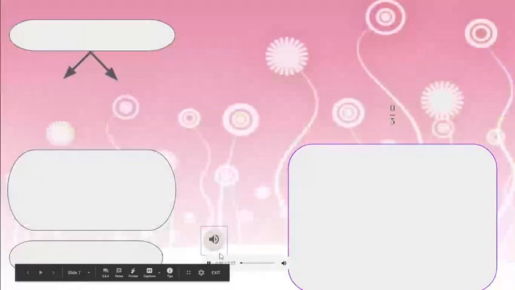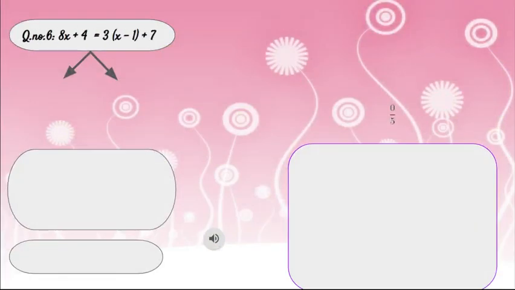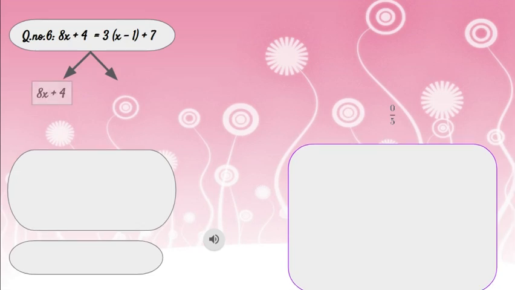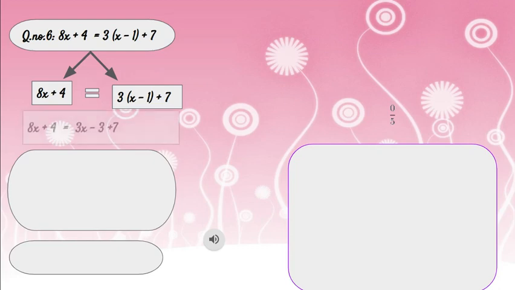Now question number 6. 8x plus 4 is equal to 3 into x minus 1 plus 7. Here left side 8x plus 4, right side 3 into x minus 1 plus 7. Right side you can see 3 is common for x and minus 1 both. So we have to multiply 3 with x also and minus 1 also. So next step you can see 8x plus 4 is equal to 3x minus 3 plus 7.